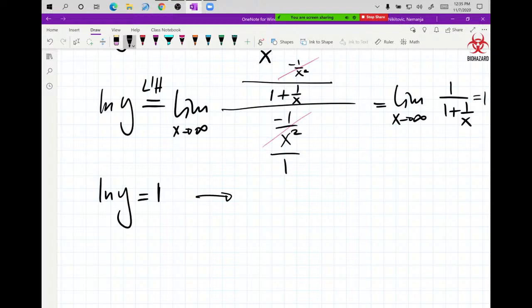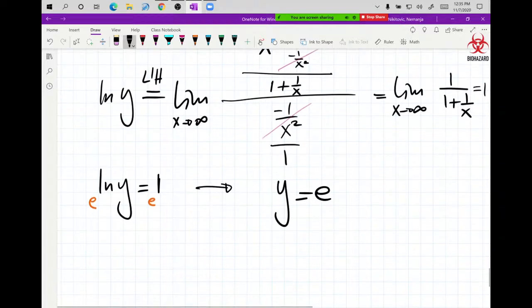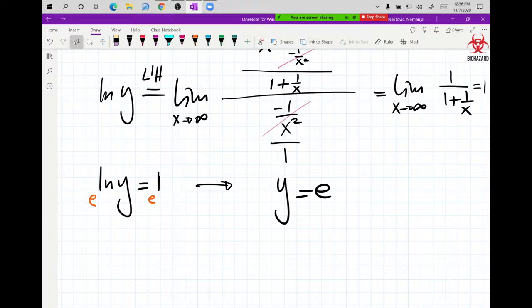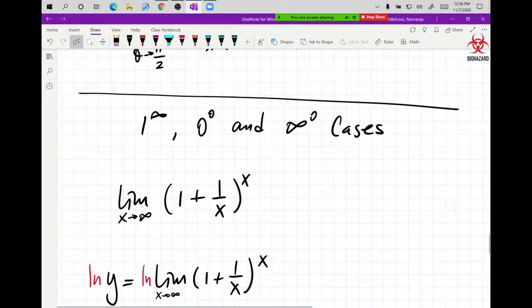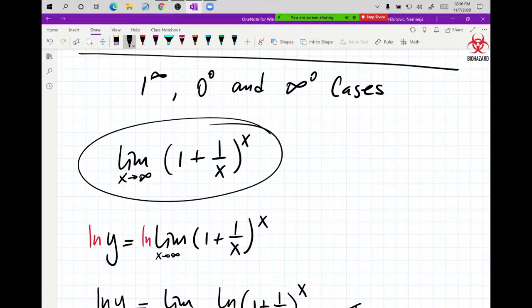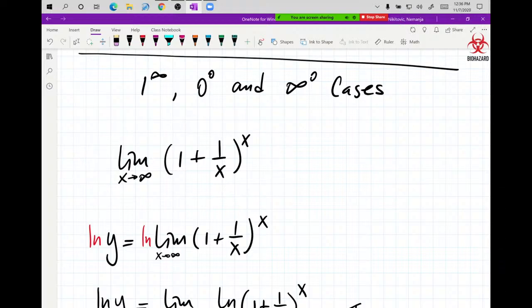And now you solve this, you e both sides. Maybe I should do that in orange or something. There we go. So we get y is equal to e to the first power, which is e. Now remember that we set the entire problem equal to y. So if y is equal to e, then this is equal to e.